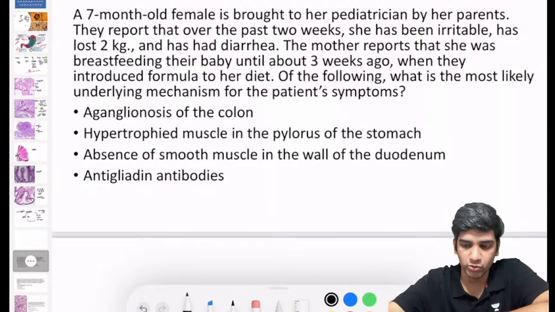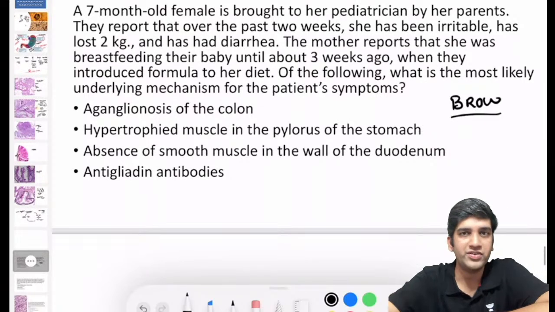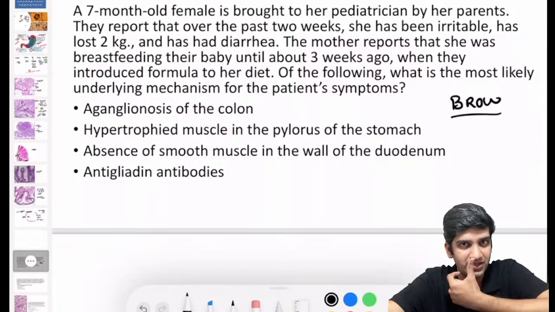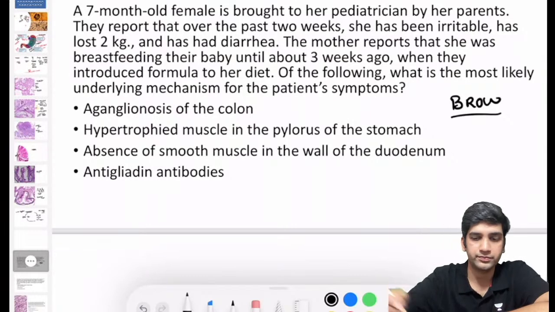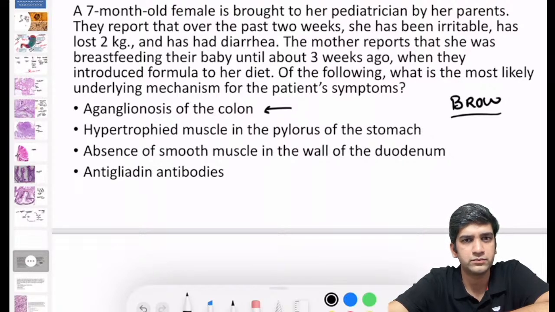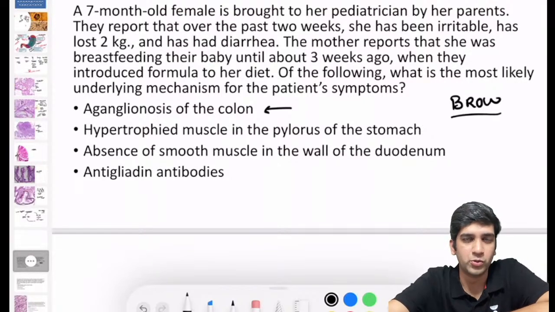Since I don't have a history of bro foods, that's very important to call celiac disease. I don't have the history, so obviously I have to approach this question in a retrospective way, try to rule out the other things. Aganglionosis of colon. What disease are we talking about? Hirschsprung's disease, right? Perfect. Hirschsprung's disease is not going to present like diarrhea after introducing formula foods, right?